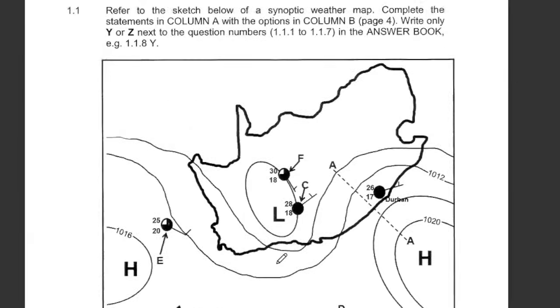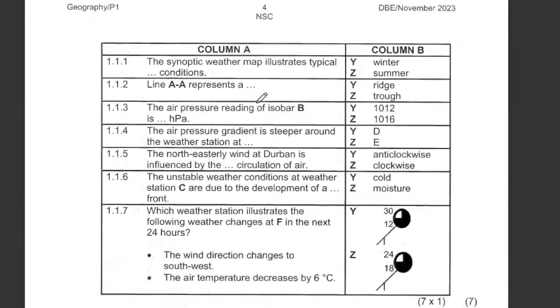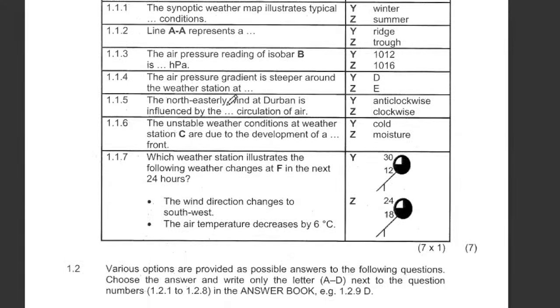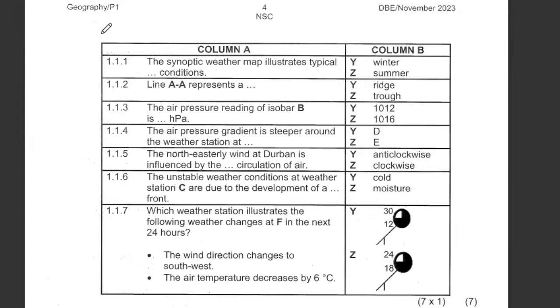Okay. So when you look at the questions, they say, refer to the sketch below, synoptic weather map. Complete the statements in column A with option in column B, page 4. Write only Y or Z next to the question numbers. Let's go see the questions. Questions are here. 1.1.1. It says the synoptic weather map illustrates a typical condition.